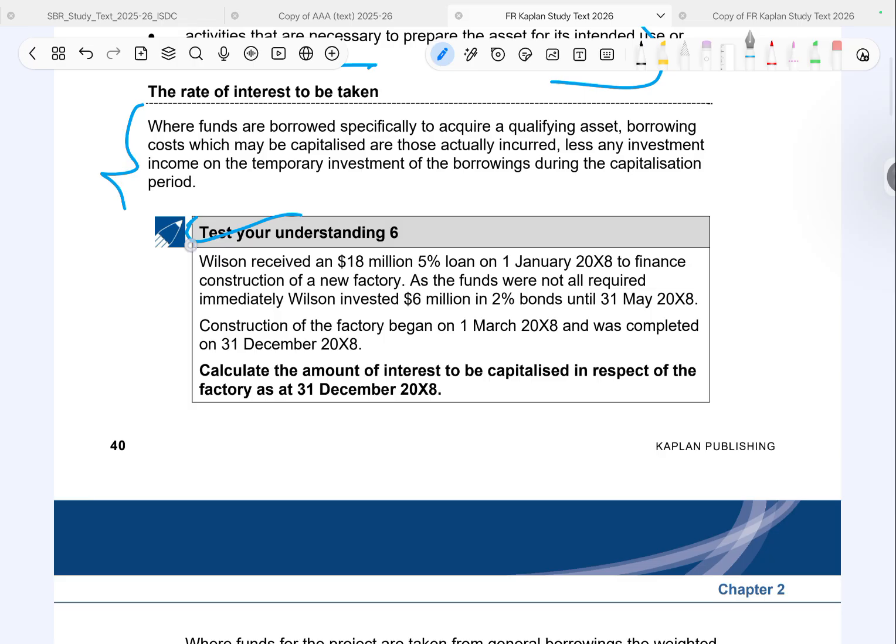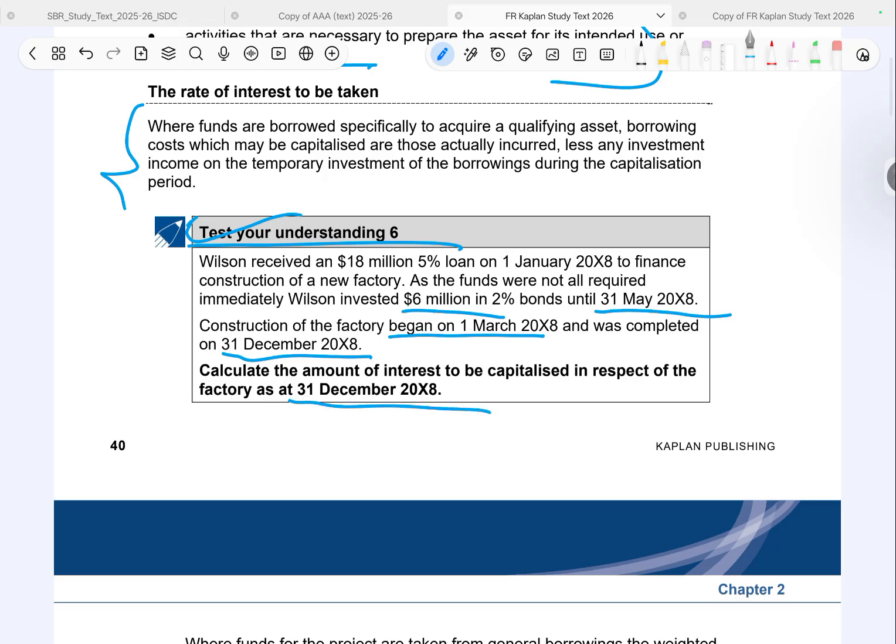So I'm going to start with test understanding 6, and I'll just read out the sum. Wilson received an 18 million 5% loan on 1st January 2018 to finance construction of a new factory. As the funds are not all required immediately, Wilson invested 6 million in 2% bonds until 31st May. Construction of the factory began on 1st March 2018 and was completed on 31st December 2018. Calculate the amount of interest to be capitalized in respect of the factory as at 31st December 2018.